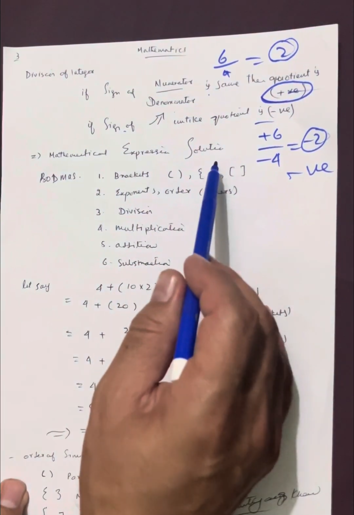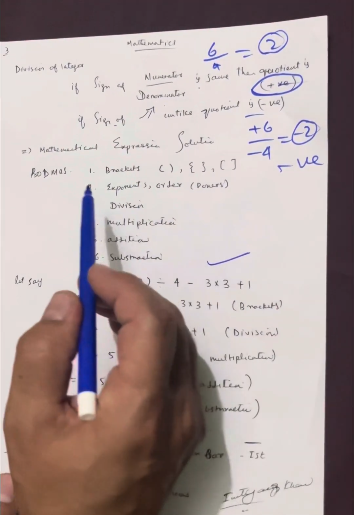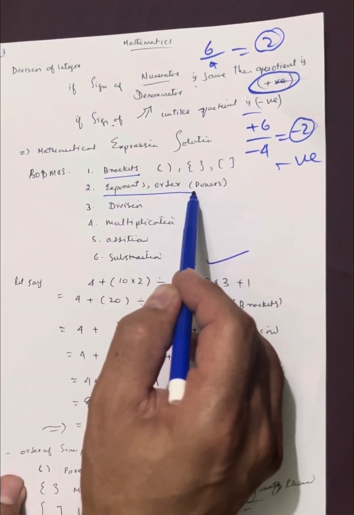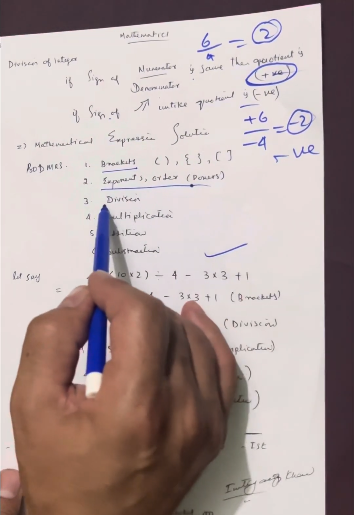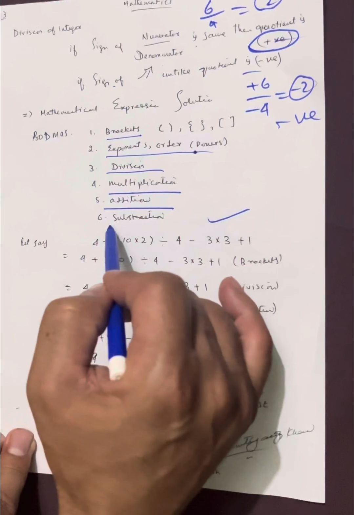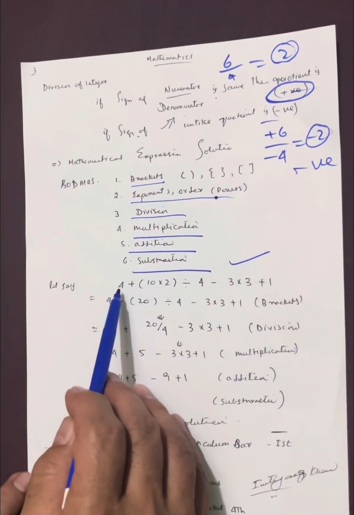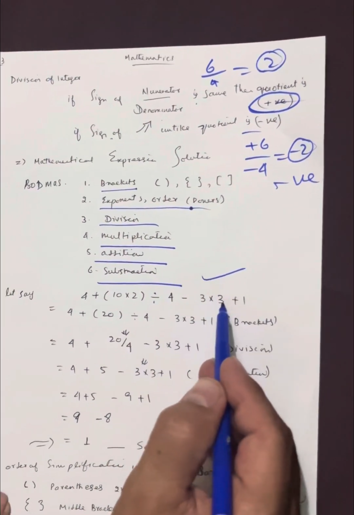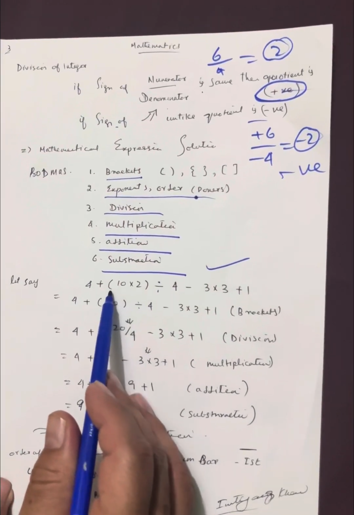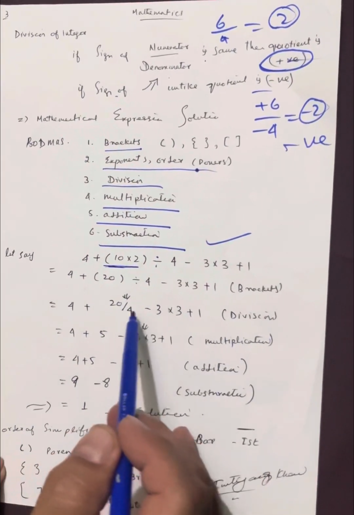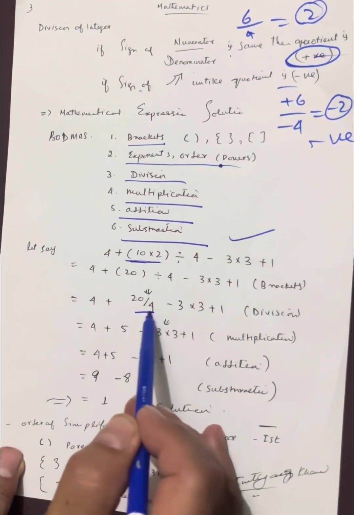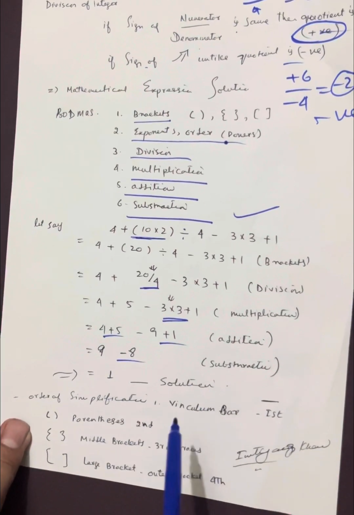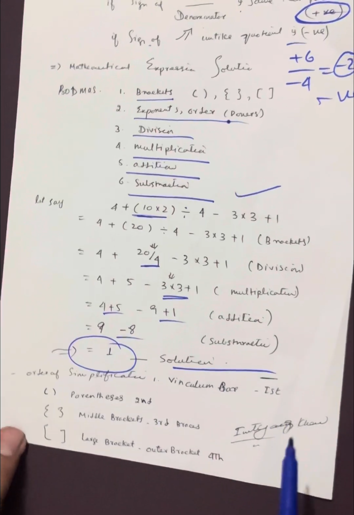Now the solution of a mathematical expression, which is very important, is called BODMAS. First we solve the brackets, then the exponents or powers, then division, then multiplication, then addition, and then subtraction. This is an example: 4 plus (10 into 2 divided by 4) minus 3 cross 3 plus 1. First we take the small bracket and solve it, then we take the division, then the multiplication, then the addition, and then the subtraction, and we get the value.